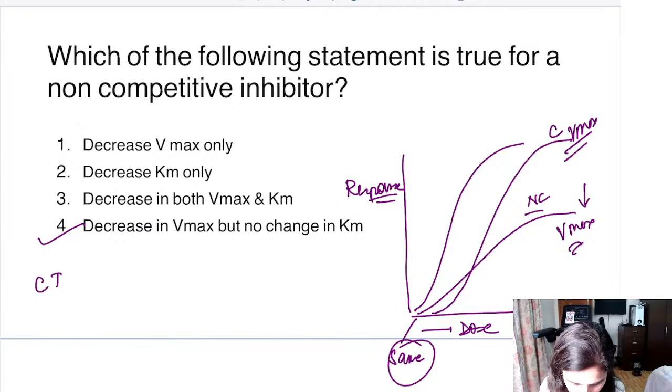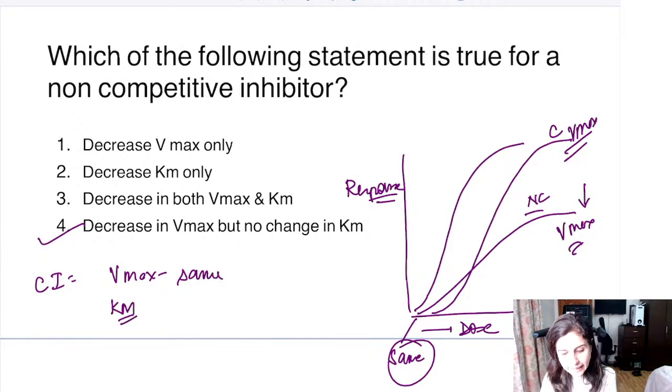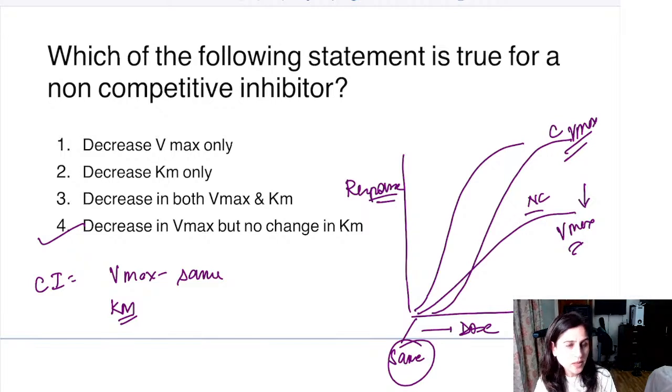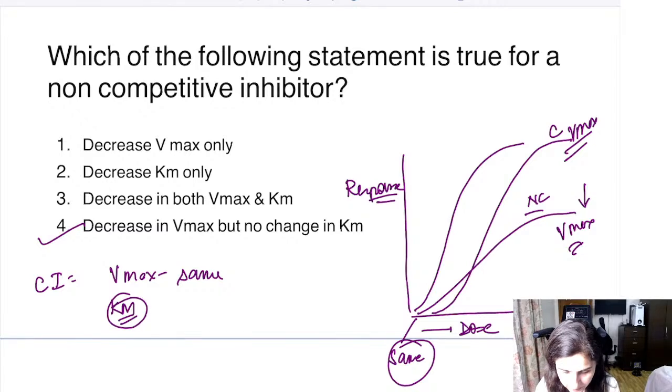If it were a competitive inhibitor, then Vmax is the same, but what about the Km? The Km will be more. They require more dose to achieve the same response. Okay, so that will happen here.